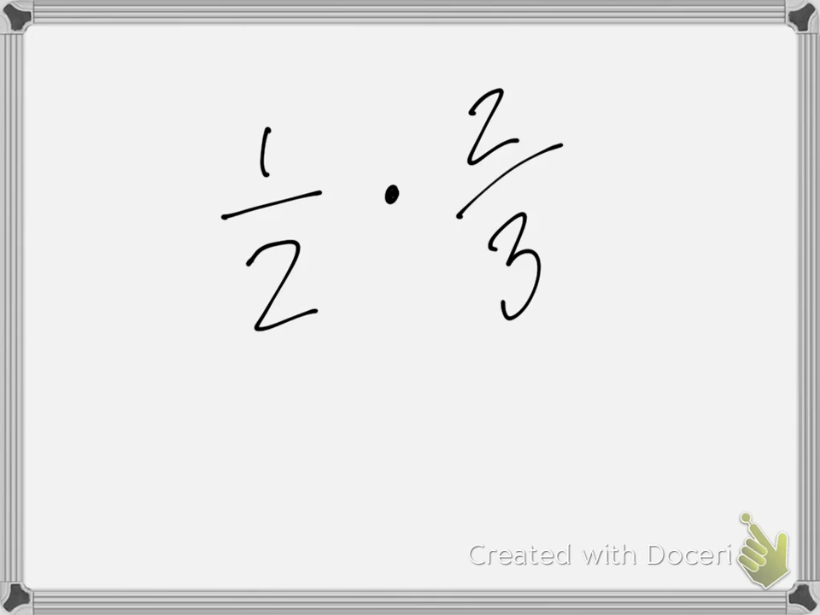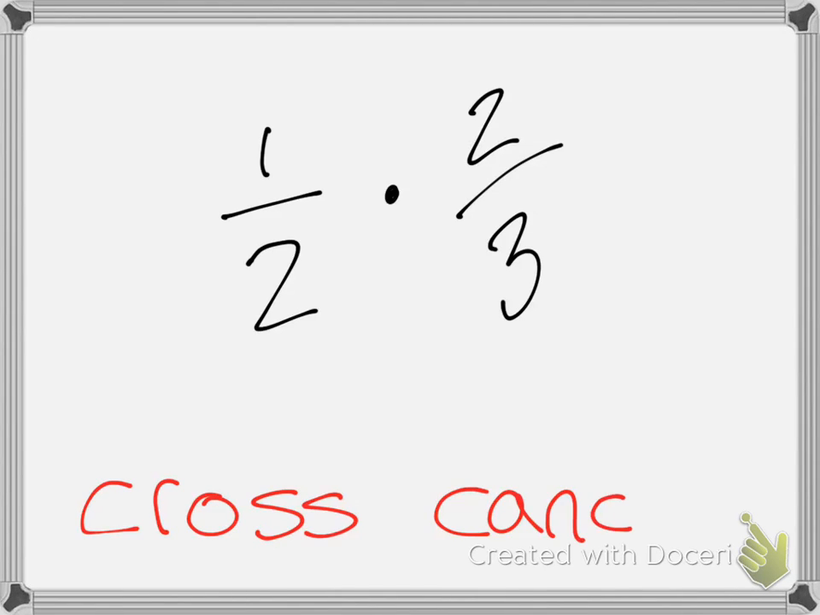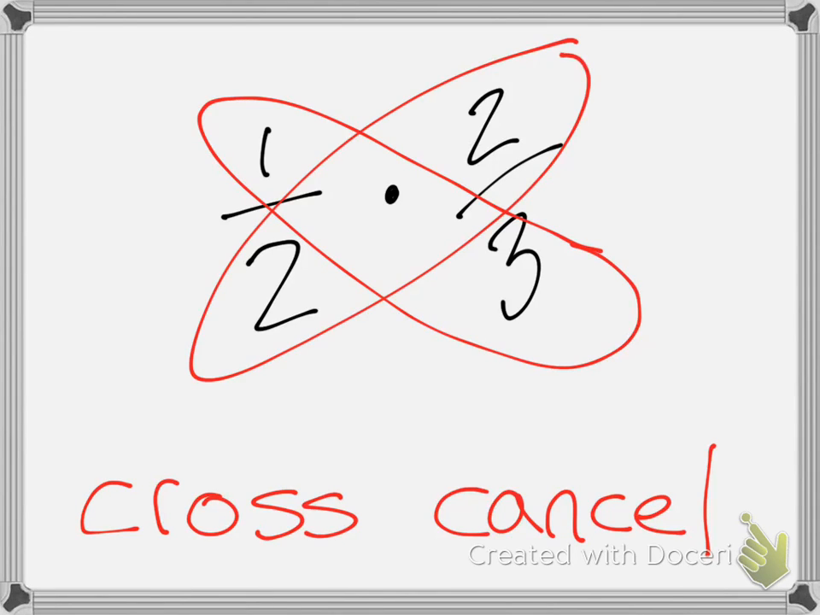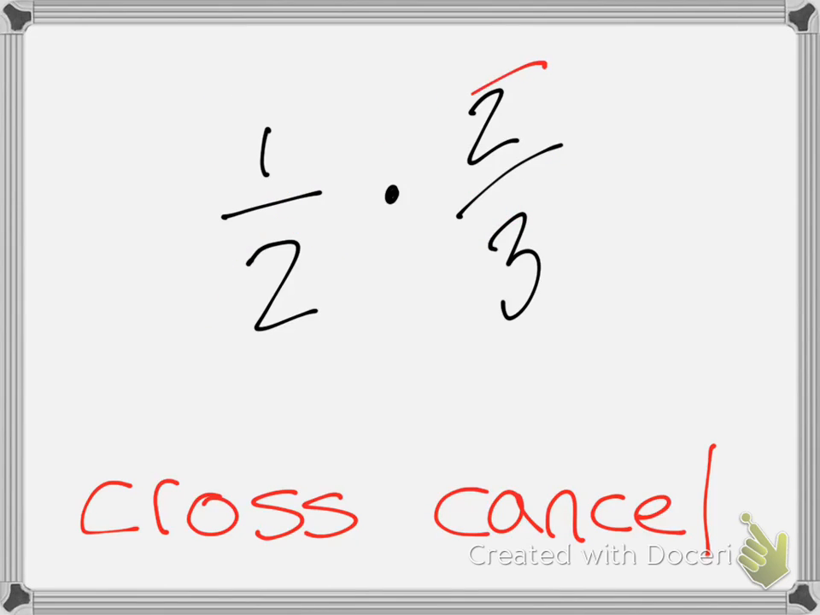Here's another way we can do it. We can do something called cross cancel. So when we cross cancel, that means we're looking at these and these. And 1 and 3, can we cancel anything out? Can we make those smaller? No, those don't have anything in common. What about 2 and 2? Can we cancel anything out there? What can we do, Fernando?